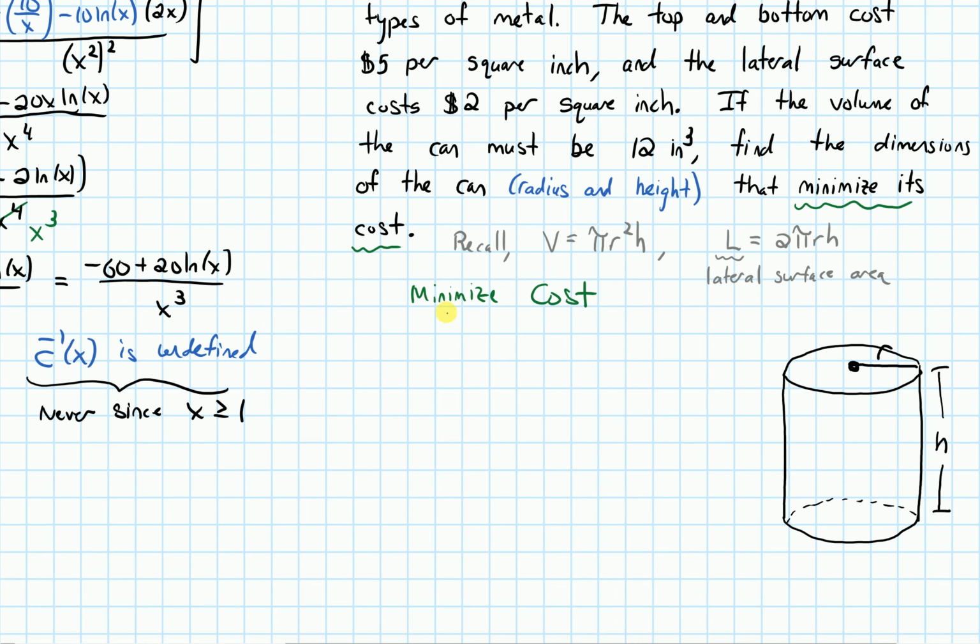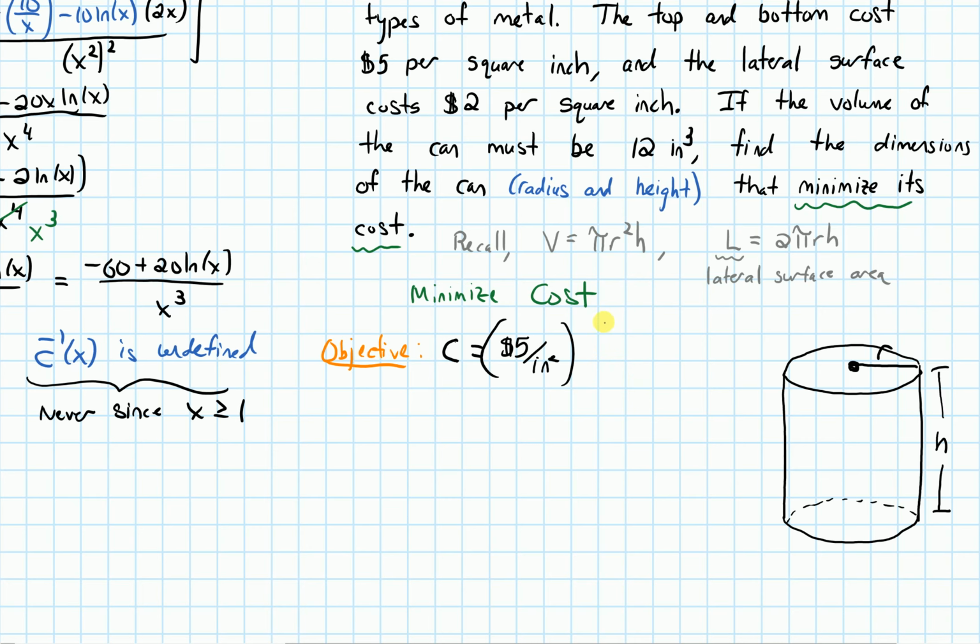I've identified my objective, cost, which I need to minimize. I've drawn a picture. We are ready to write down the objective equation. We need to write down an equation for the cost, which I'll call C. The top and bottom surfaces have a different price per square inch than the lateral surface on the side does. It's $5 per square inch for the top and for the bottom.